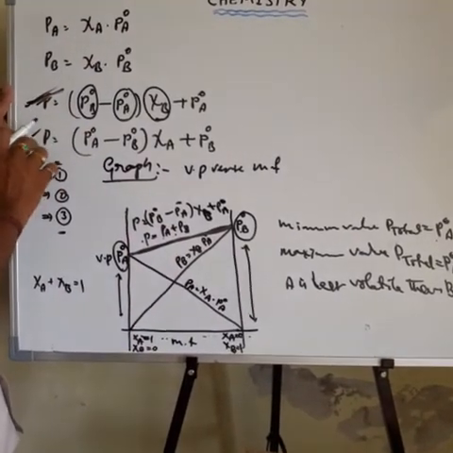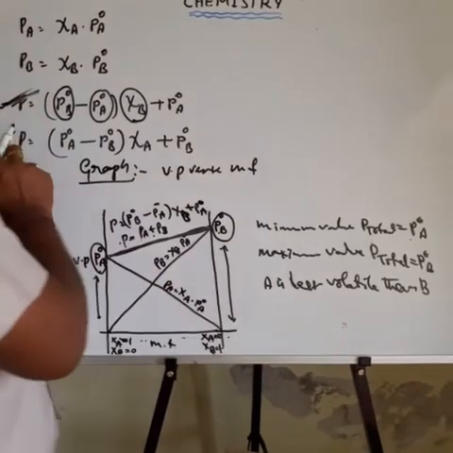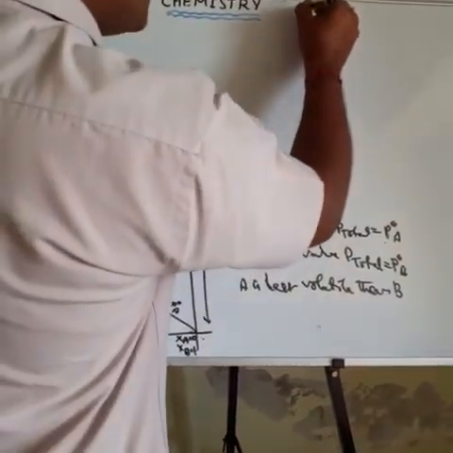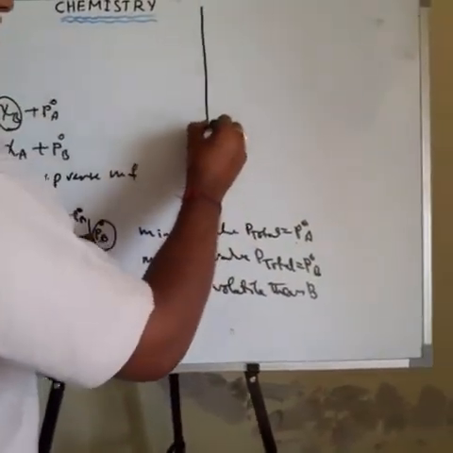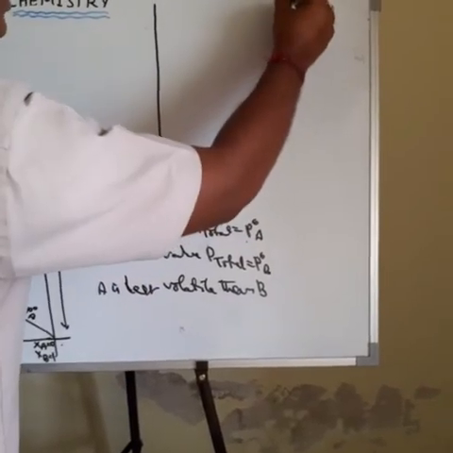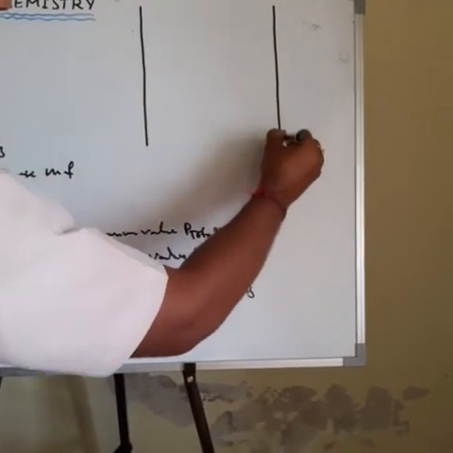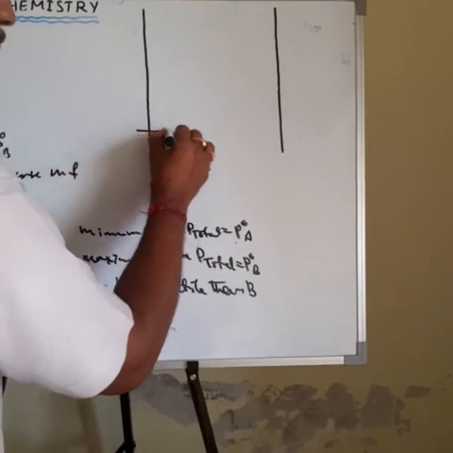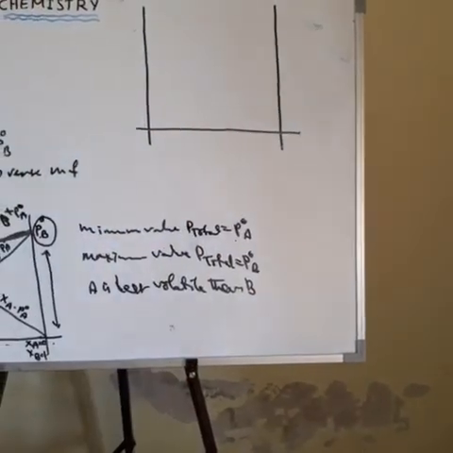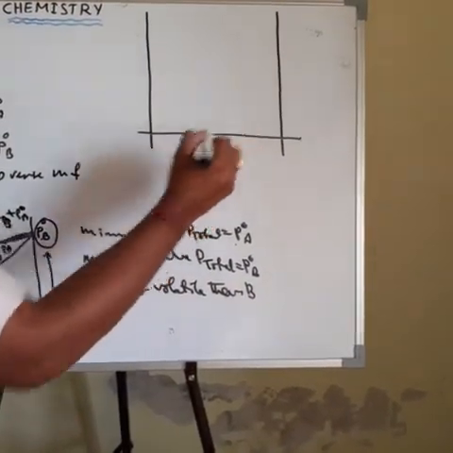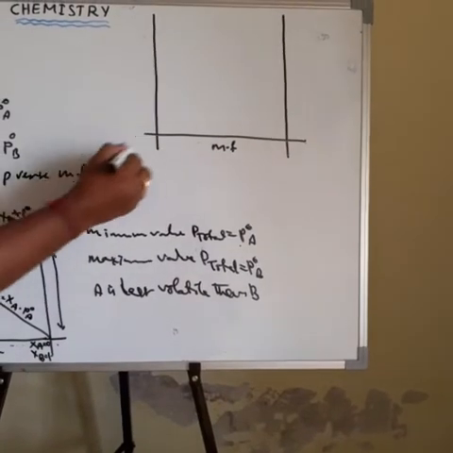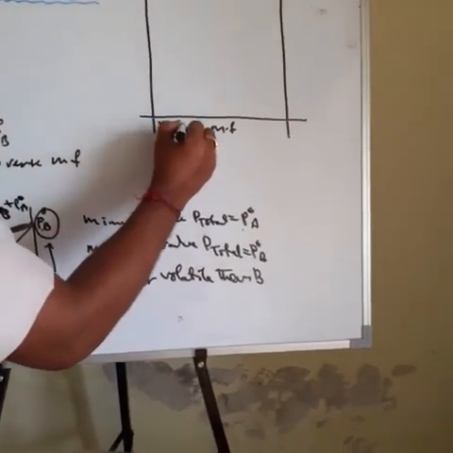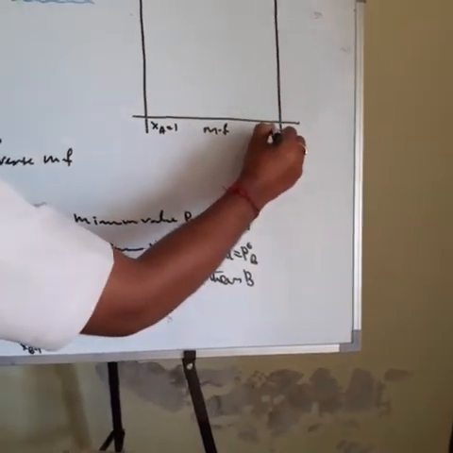Then what about the second one? This is one equation. From this equation, the graph is on this side. Here vapor pressure is taken on the y-axis. Here also vapor pressure is taken on the y-axis. Mole fraction is taken on the x-axis. Here the mole fraction of solute is equal to 1. Here solute is equal to 0.